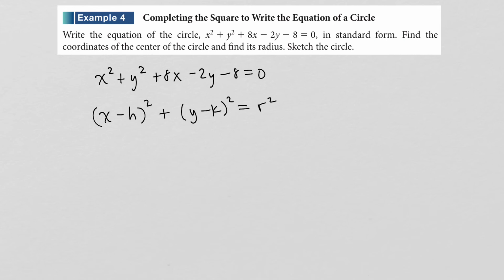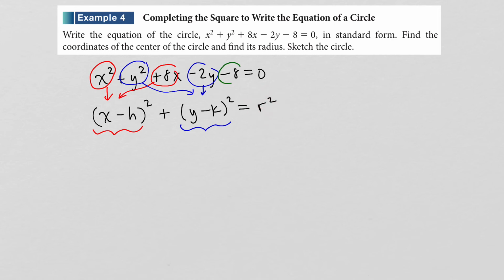Well, it would make sense that this first expression here has nothing but x's in it, and this second expression has nothing but y's in it. So the first thing I need to do if I'm going to rewrite this equation in this form is I need to gather together my x terms. I need to write them next to each other, and I need to gather together my y terms and write them next to each other. And then, of course, on the other side, we have equals r squared. Well, let's just go ahead and take this number negative 8 and let's add it over to the other side.